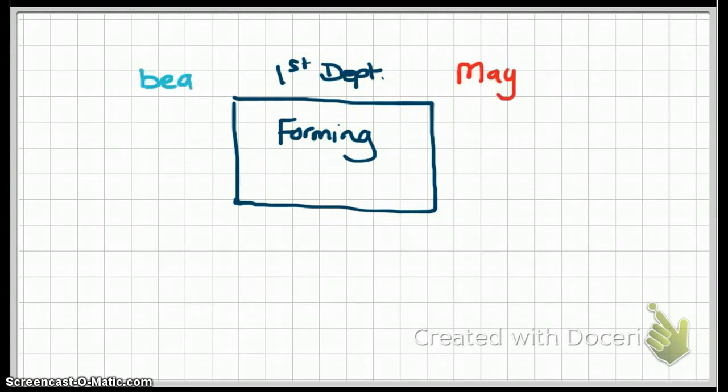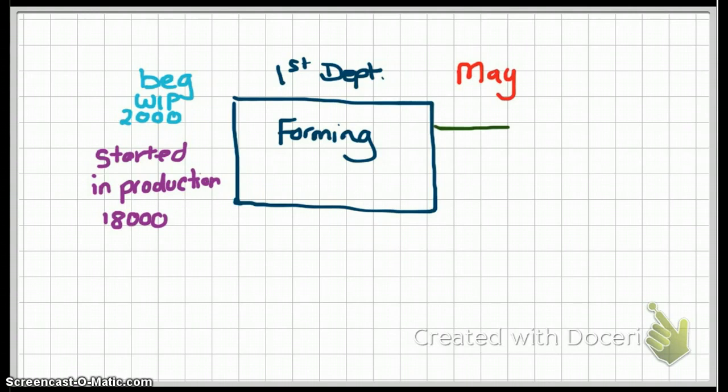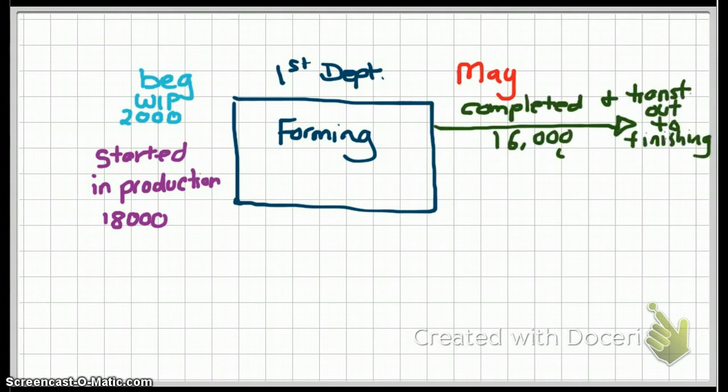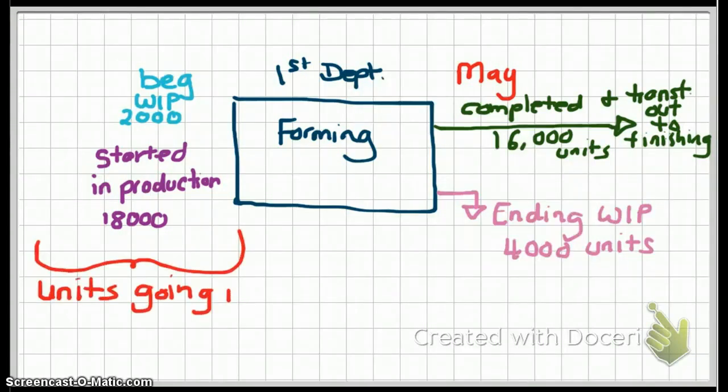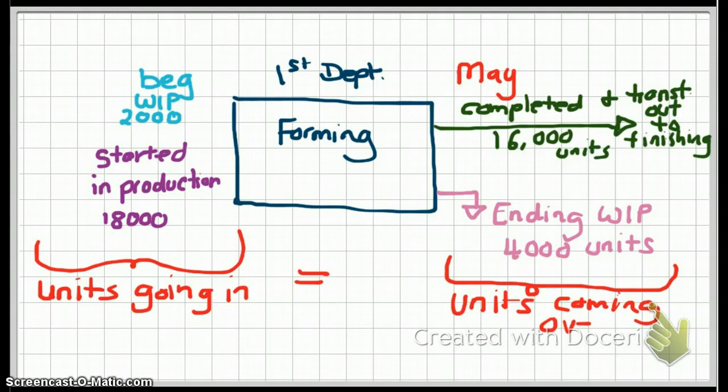You know that you had beginning work in process of 2,000 units. They started 18,000 units in production. They completed and transferred out 16,000 units to the finishing department, and they have 4,000 units in your ending work in process. Whenever you're doing a process costing problem, the number of units that go into a process is the same as the number of units coming out of the process. So here we have 20,000 units going in, and 20,000 units coming out.